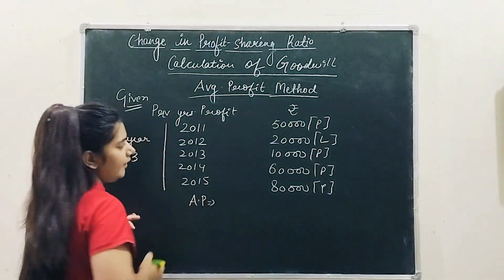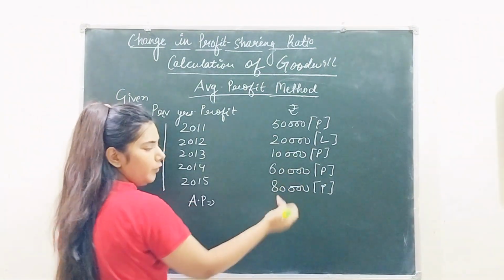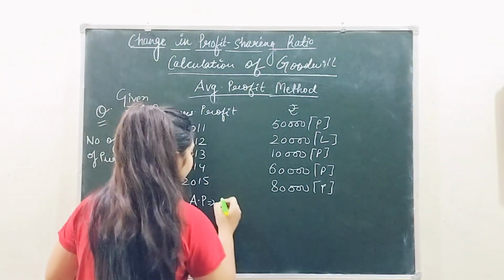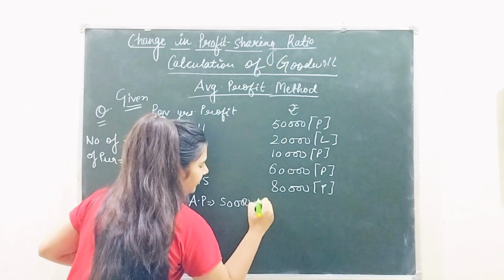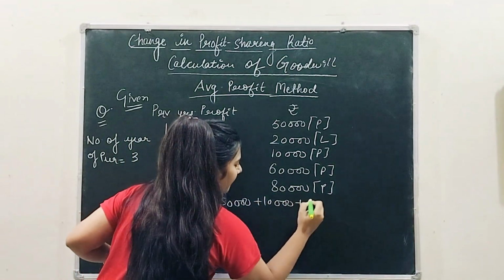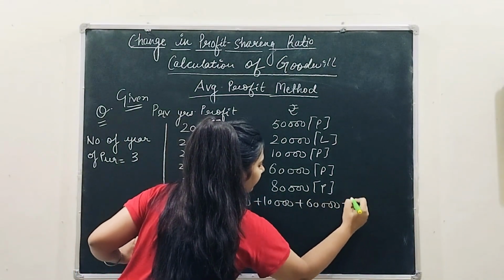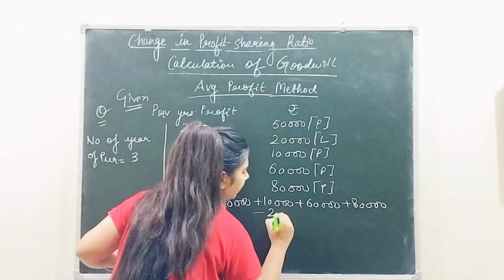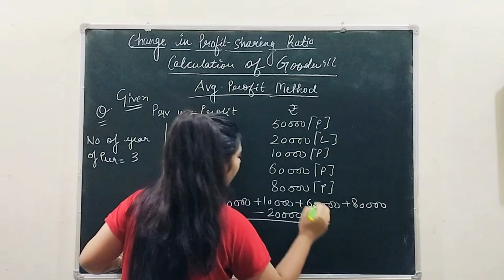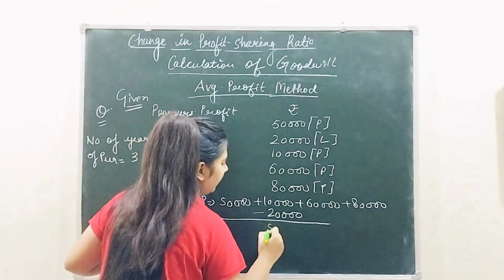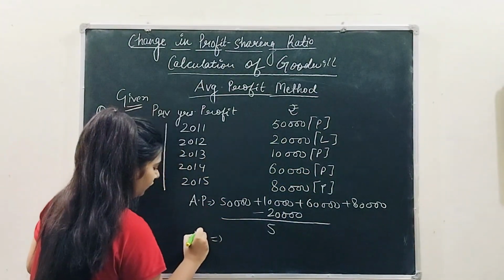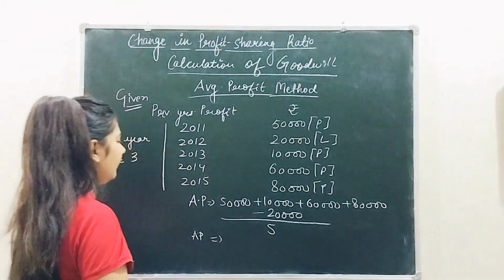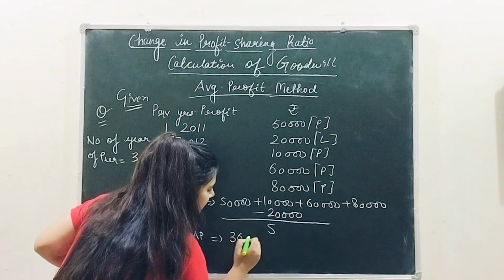Now the formula for average profit, add all your profits and subtract your loss. Right? So 50,000 plus 10,000 profit plus 60,000 profit and plus 80,000 profit. And subtract your loss, which is in case 20,000. Now 1, 2, 3, 4, 5 divided by 5. It is going to give you the average profit. How much average profit you are getting? You are getting 36,000.